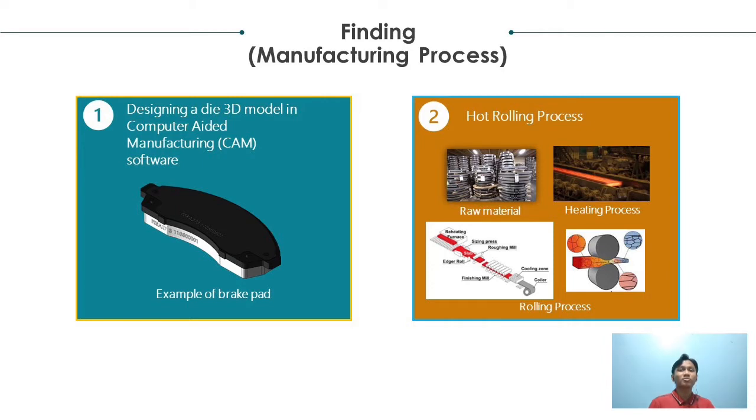For the manufacturing process, first, design a die 3D model in computer-aided manufacturing software. Each brake pad has to be manufactured to strict tolerance, so all precise measurements are taken from the model and used to create a die. The die's function is to stamp the brake pad backing plate.